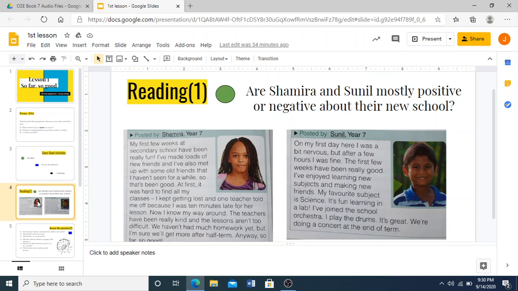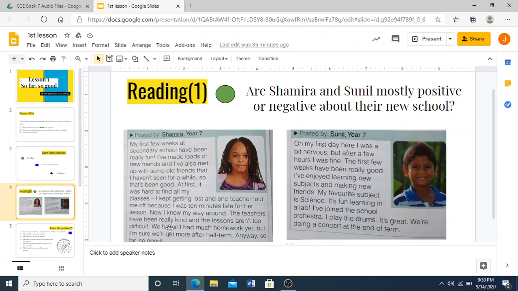So we are going to read about this girl, her name is Shamira, and the boy, his name is Sunil. From there, we are going to understand their personality. We are going to understand their identity, who they are, what they do, where they come from, and maybe we'll be able to identify them later on to know who they are.